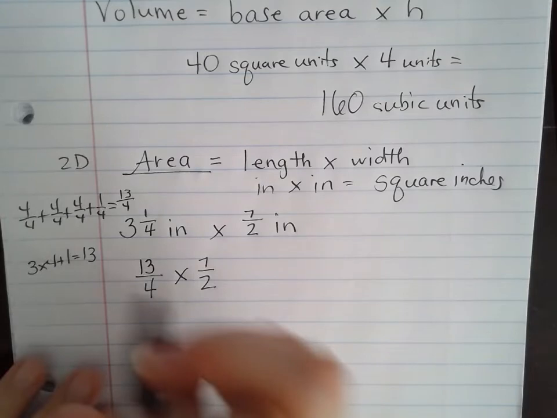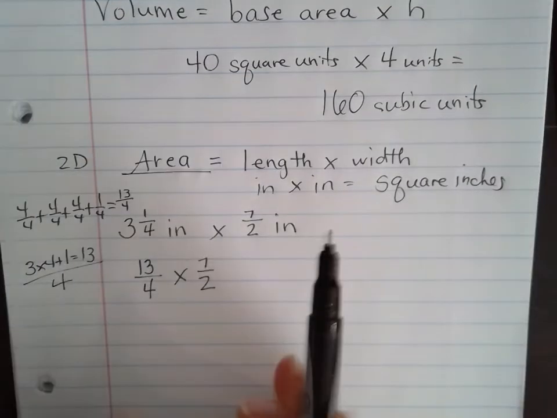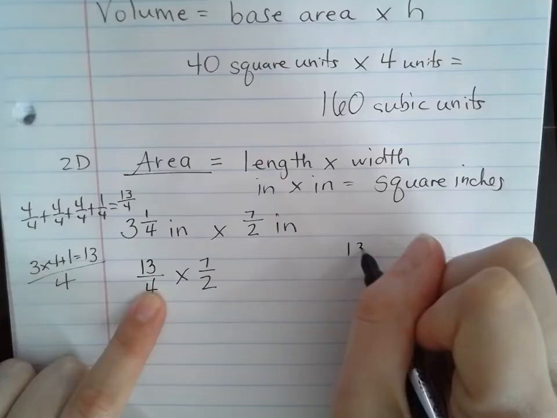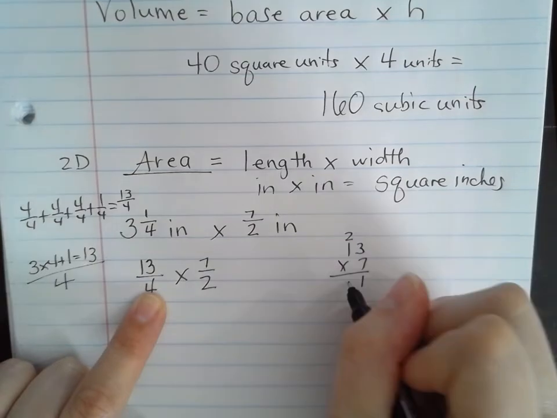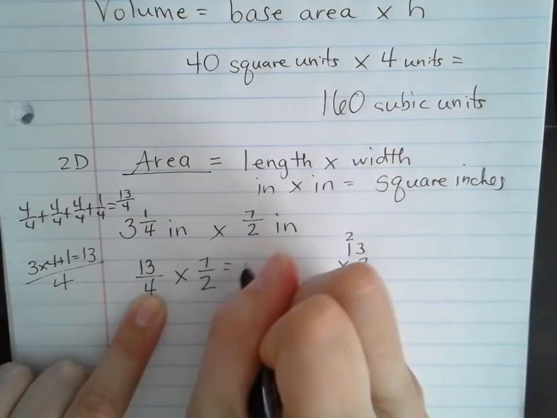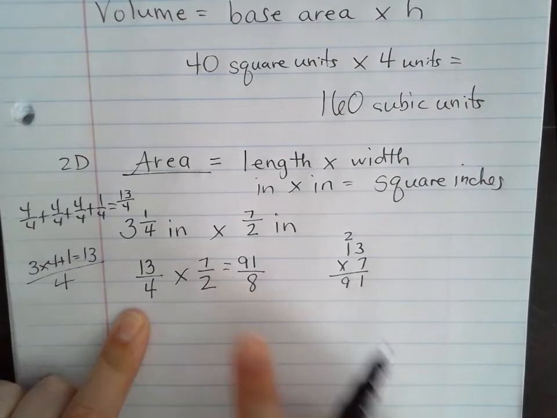Now, so we're going to do 13 times 7. 7 times 3 is 21. 7 times 1 is 7, plus 2 is 9. So our numerator is going to be 91, and 4 times 2 is 8. We are not leaving this like this, and you'll notice on your test that we're not leaving this like this. You need to write an answer, okay?